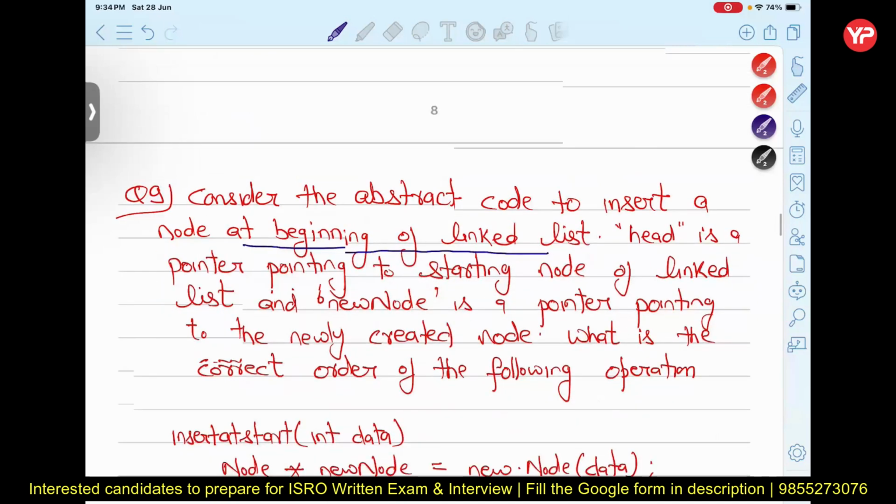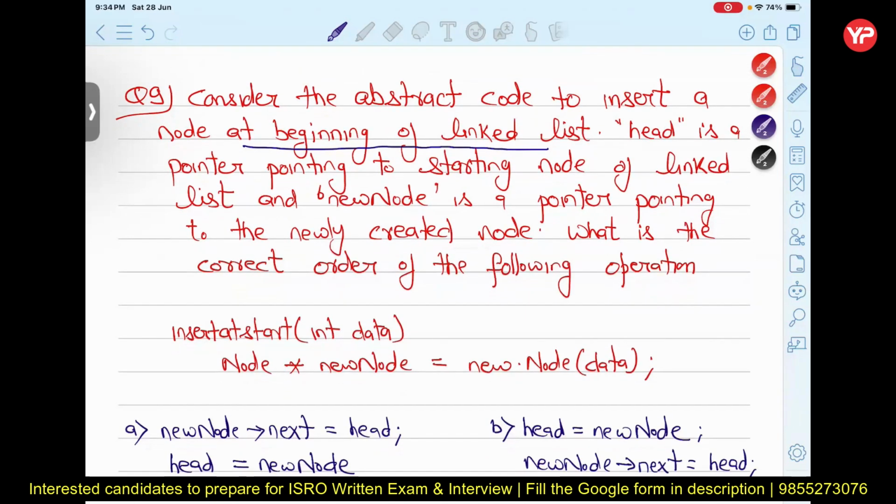Now, consider the abstract code to insert a node at the beginning of a linked list. We are going to insert a node at the beginning of the linked list. Head is a pointer pointing to the starting node of the linked list. We have a head pointer which always points to the starting node. New node is a pointer pointing to the newly created node. What is the correct order of the following operations?